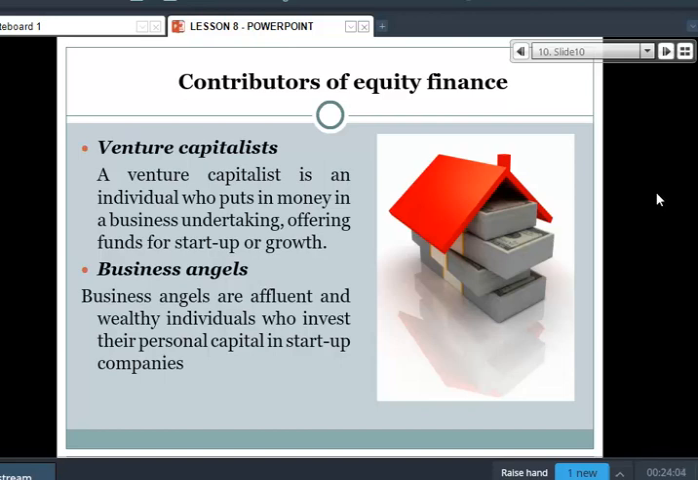Okay. Business angels are affluent and wealthy individuals who invest their personal capital in startup companies. So the business angels, actually, are famous people. They are very, very rich people. They go after and search for companies that need capital to start their own business, and they invest this money within certain offices.